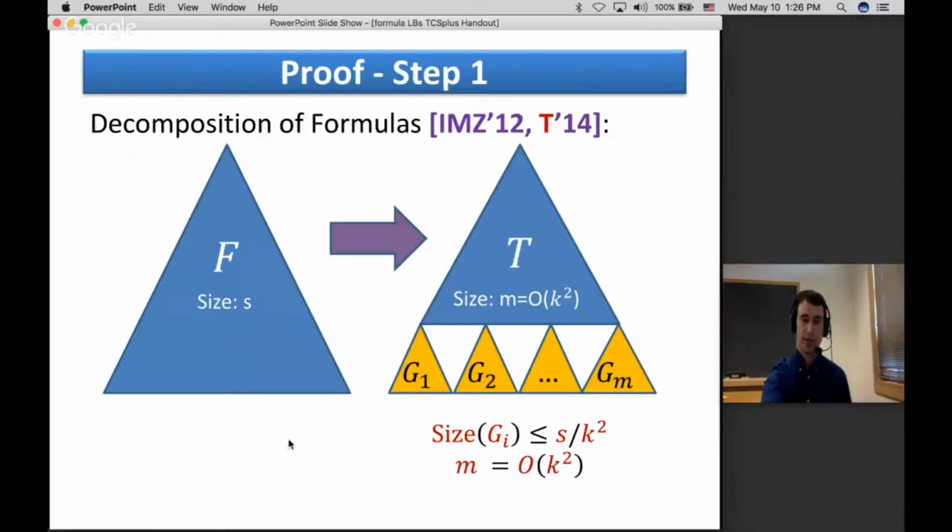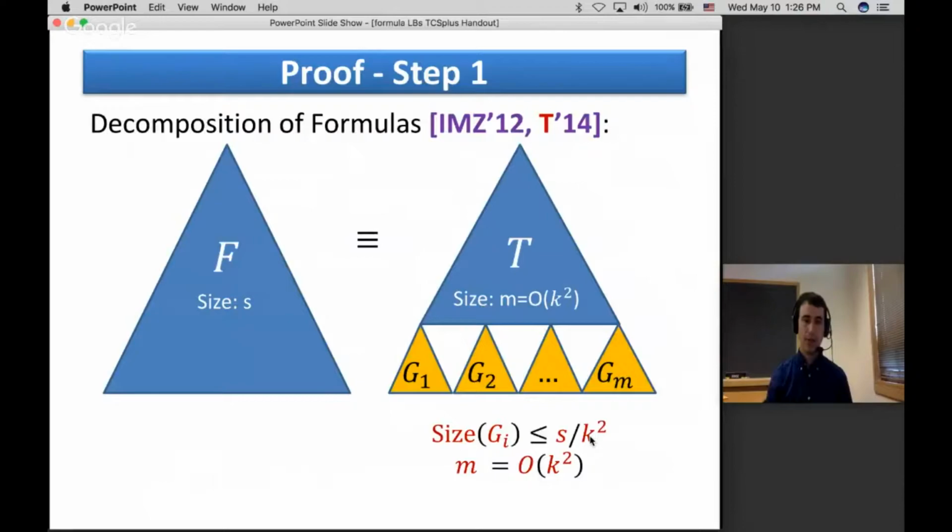So we will have this top formula T, and we will have these bottom formulas g1 up to gk squared. Overall, the size of the entire thing will be order k squared times s over k squared, which is order of s. So in terms of size, this is roughly the same size. The two formulas really compute the same function, so we didn't change the functionality. We may introduce new nodes, so we may increase the size by a constant factor, but not more than that.